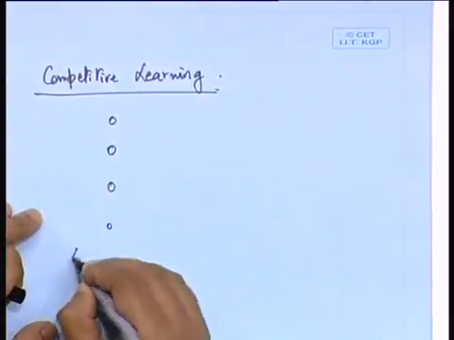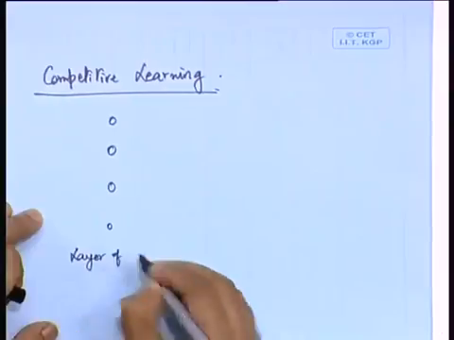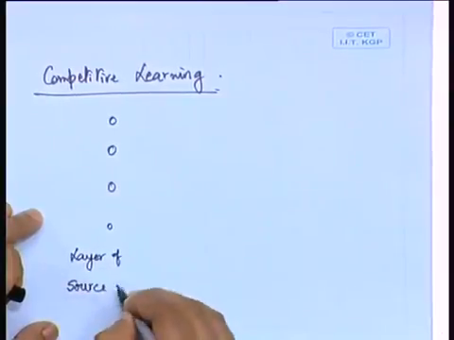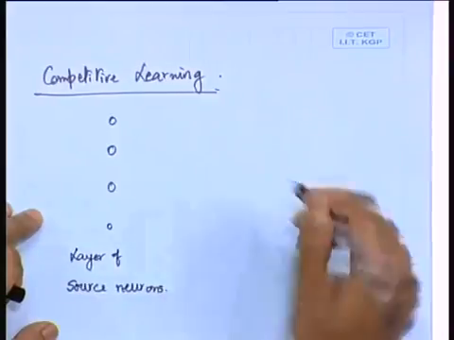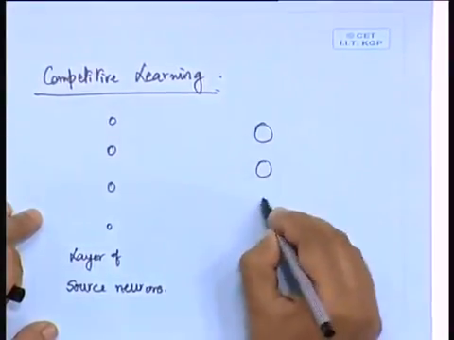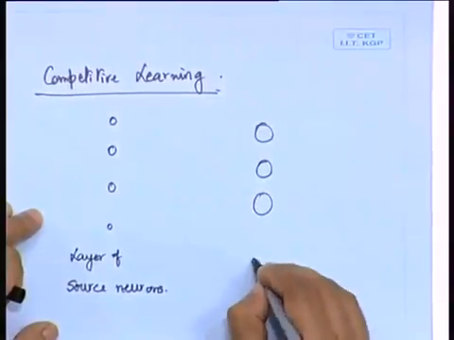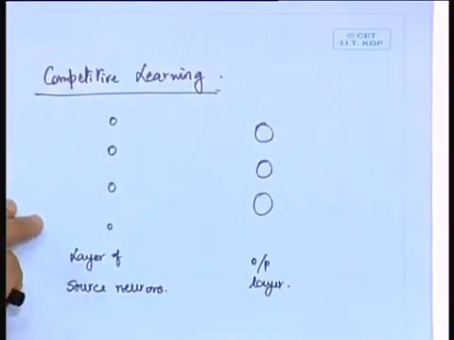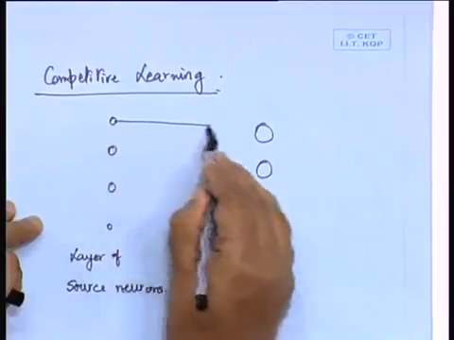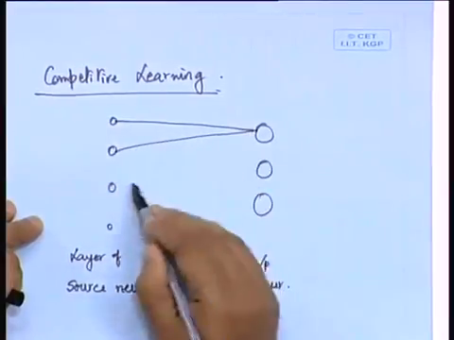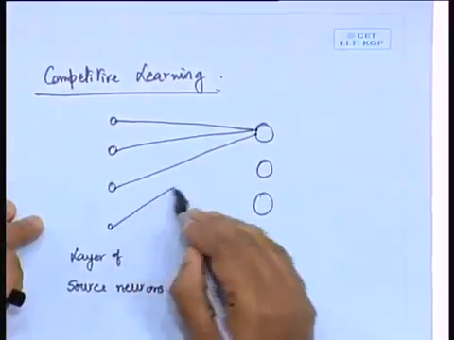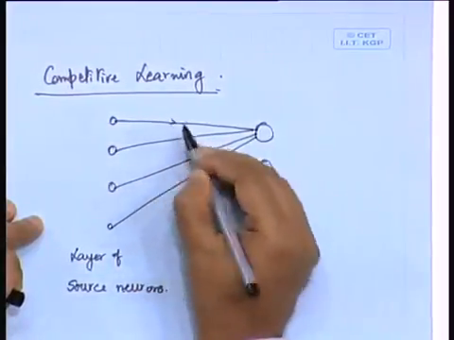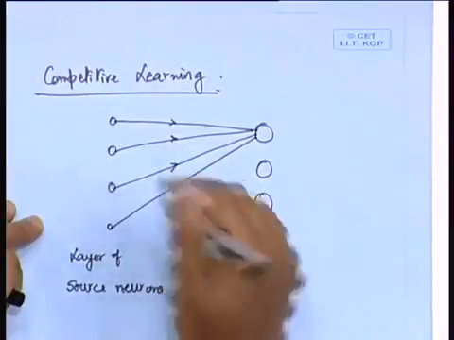Let us say that this is a layer of source neurons, and then we are going to have an output layer. Suppose we just show 3 neurons in the output layer. Now, in the case of competitive learning, they will be fully interconnected. Fully interconnected means that all these 4 inputs will be connected to all the output neurons.